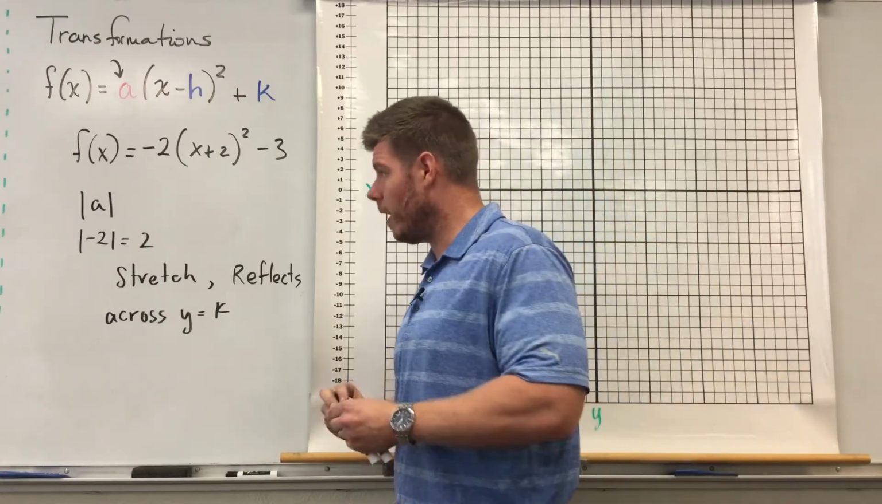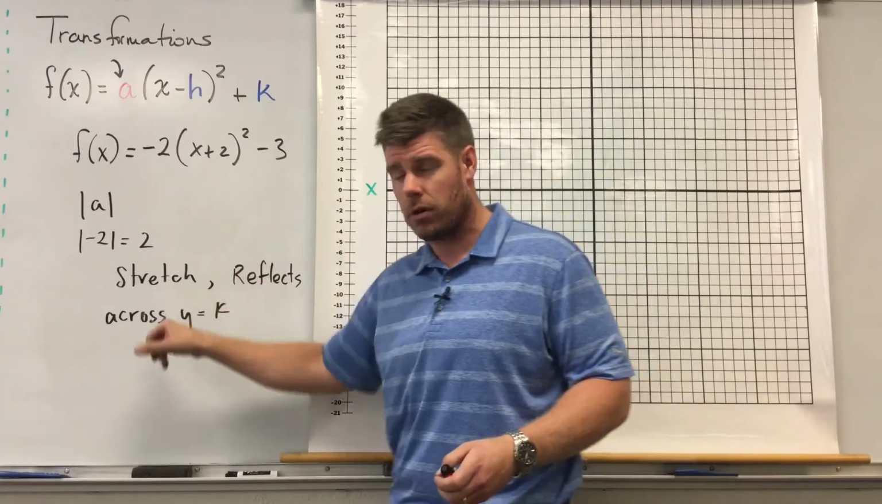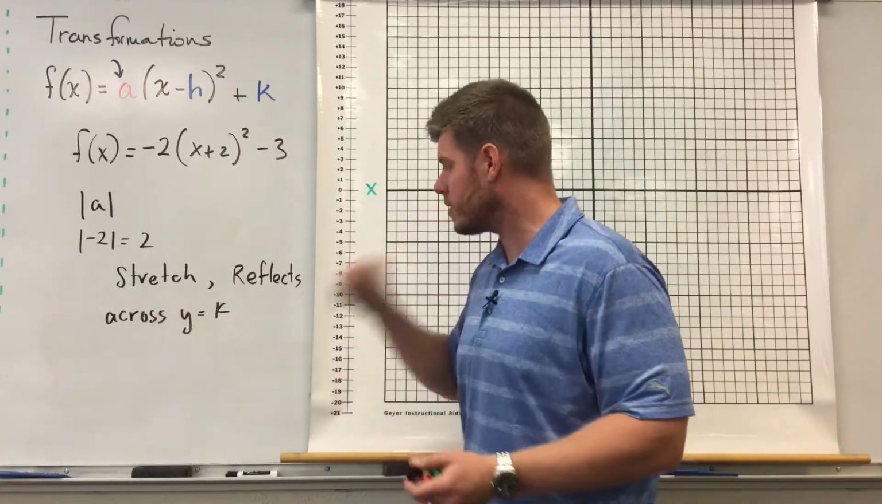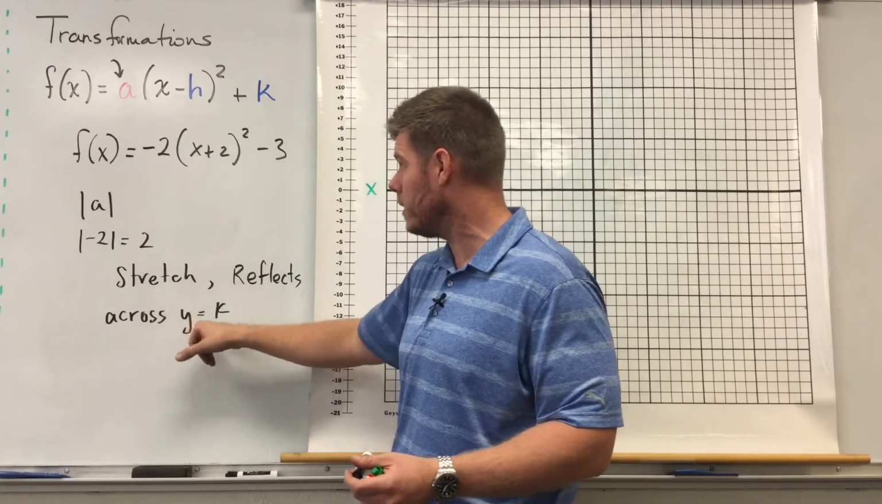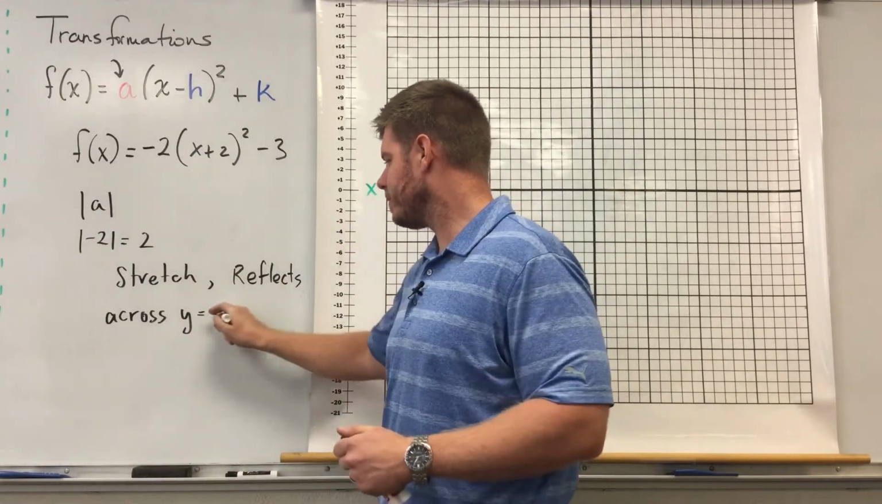All right, so there we go. If negative, it flips it down, which means we have a reflect across y equals k. So in this case, it would reflect across y equaling, and k in this case is -3.